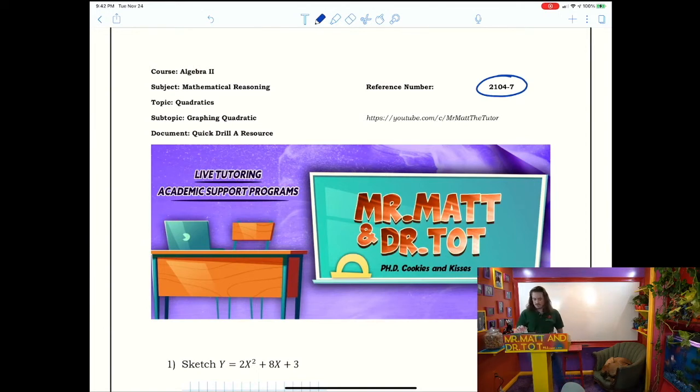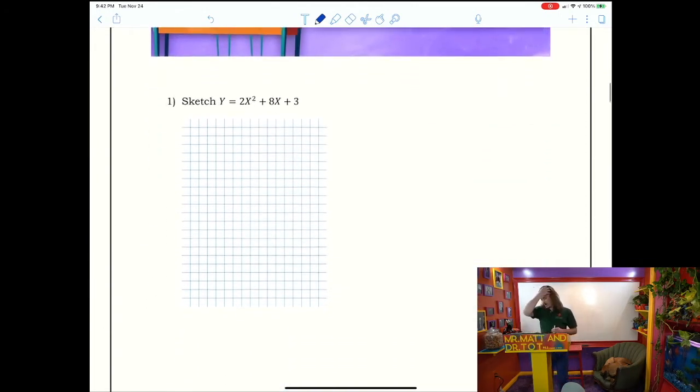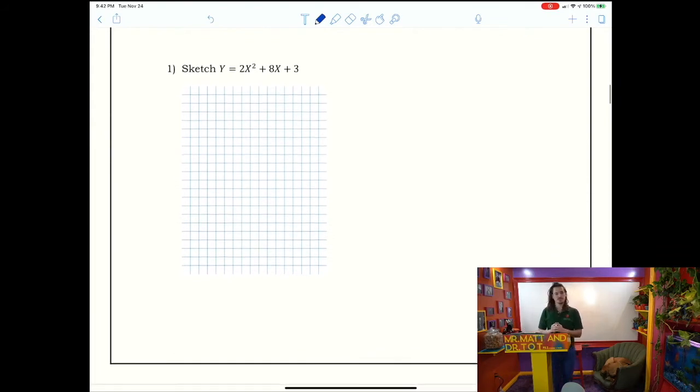First I'd like you to sketch the graph y is equal to 2x squared plus 8x plus 3. So pause the recording and take a few moments and sketch that out. So this equation is in standard form. That's y is equal to ax squared plus bx plus c.